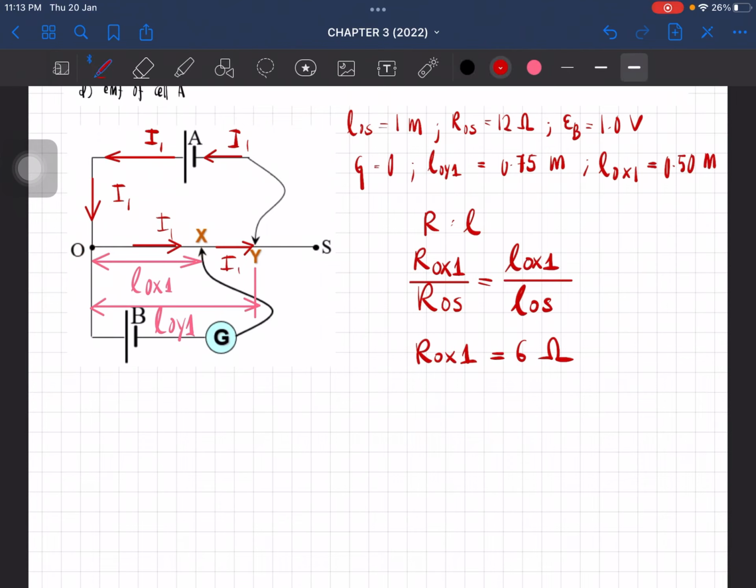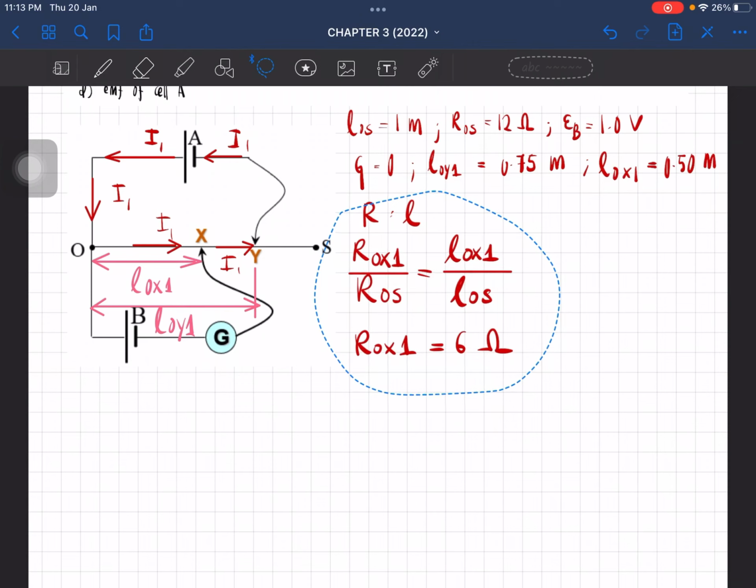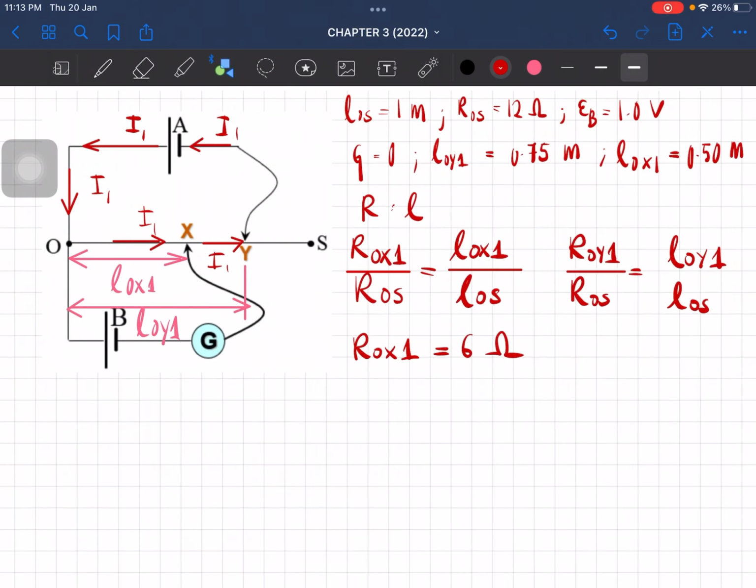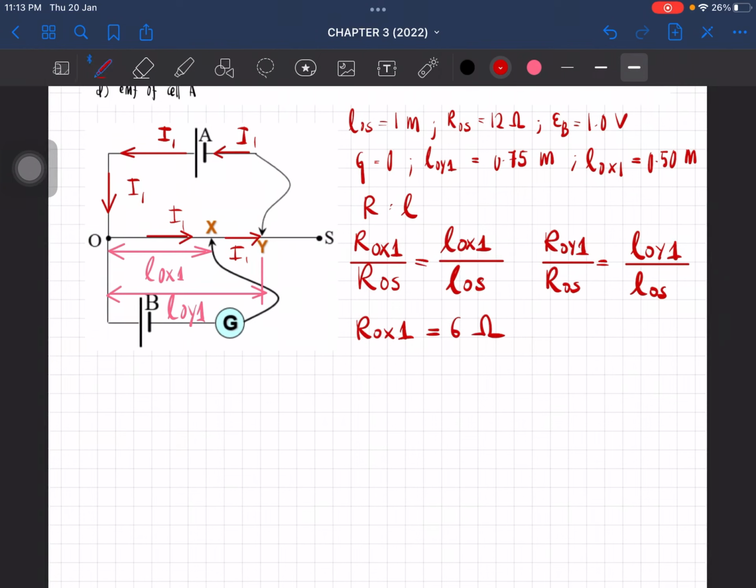Next we do the same thing for ROY. ROY1 over ROS is equal to LOY1 over LOS. So this is the ratio. We use potential divider, where the concept is about the ratio. You should get 9 ohm.